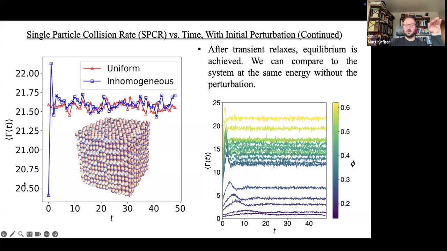fluctuates around some average. The blue curve is the inhomogeneous case where we heat the center and the surrounding particles are cool, but overall the energy is the same, and then we evolve it in time. We see that the collision rate starts at a significantly different value, bounces around a little bit, and then eventually they both end up fluctuating around the same value. So even if we drive the system out of equilibrium, it will come to find the same states statistically over time. Is this clear what I'm talking about here?